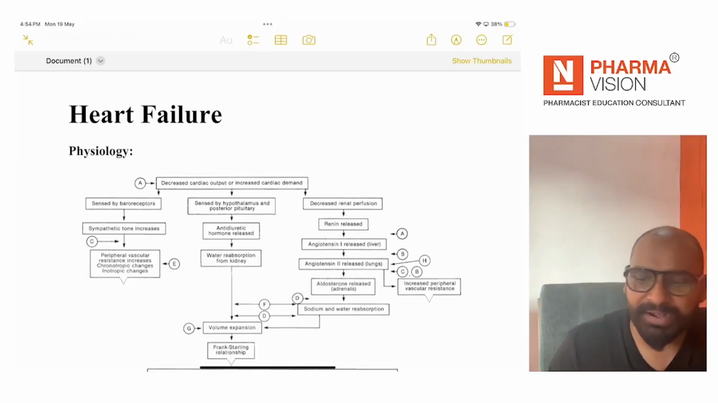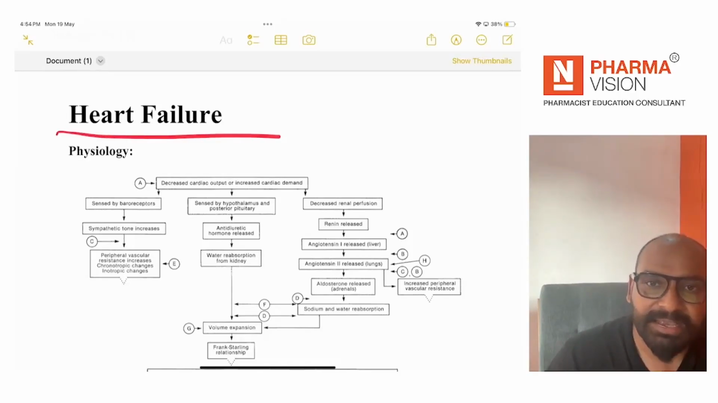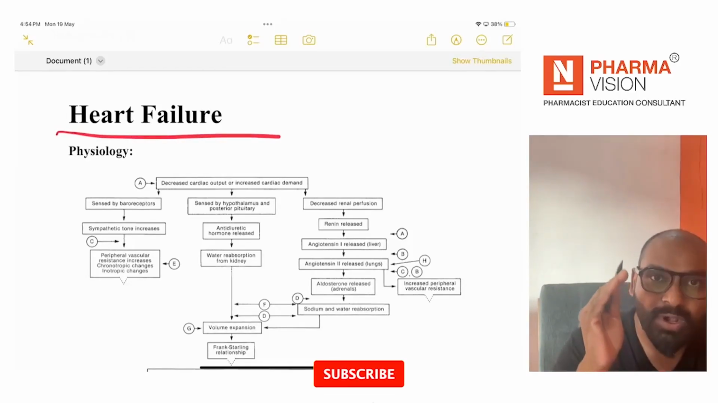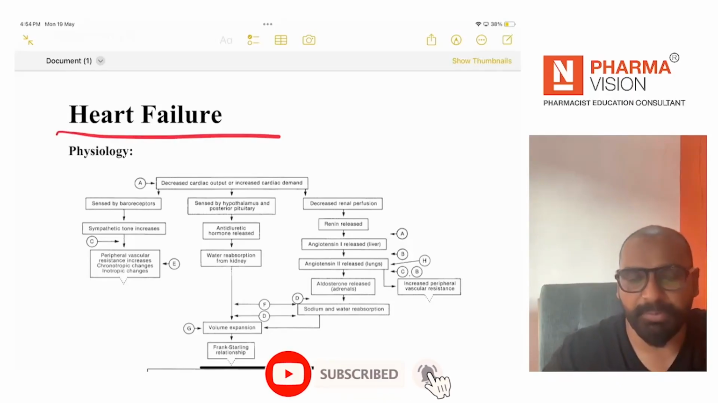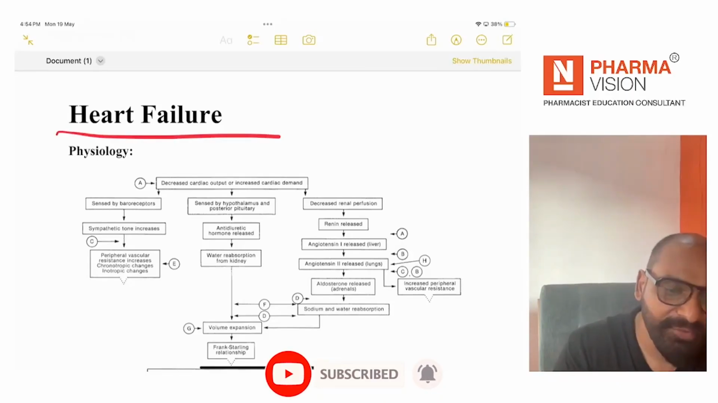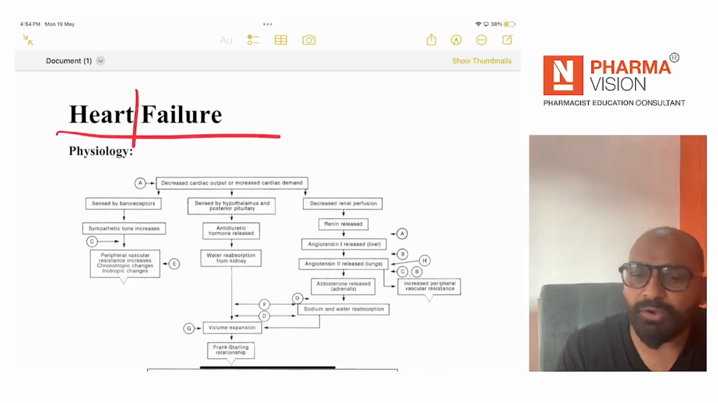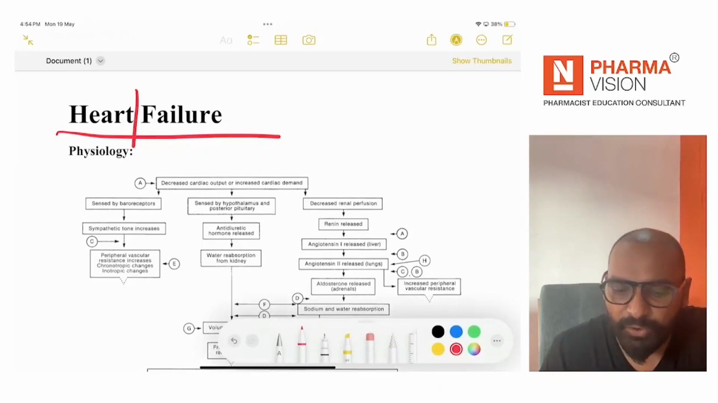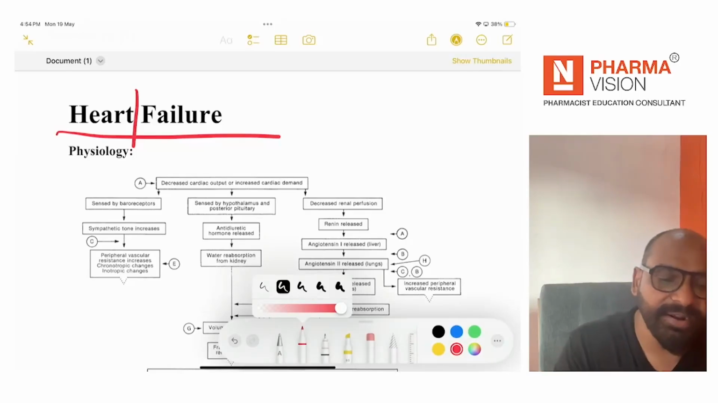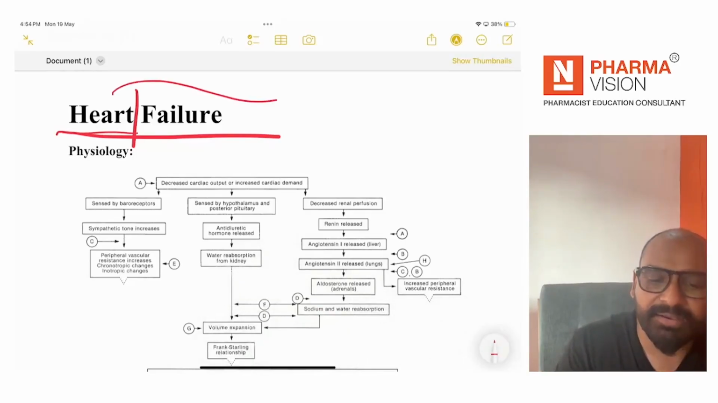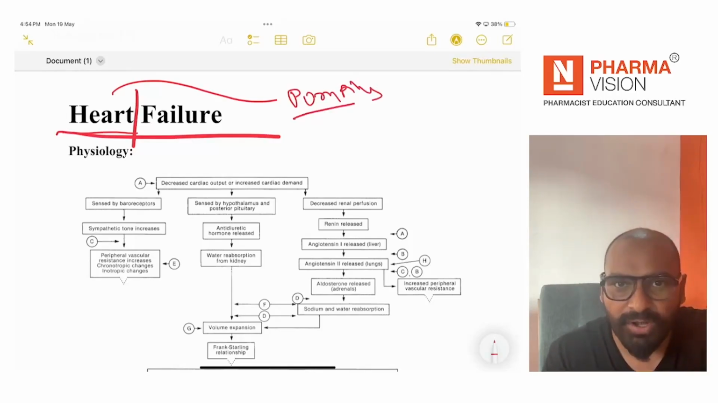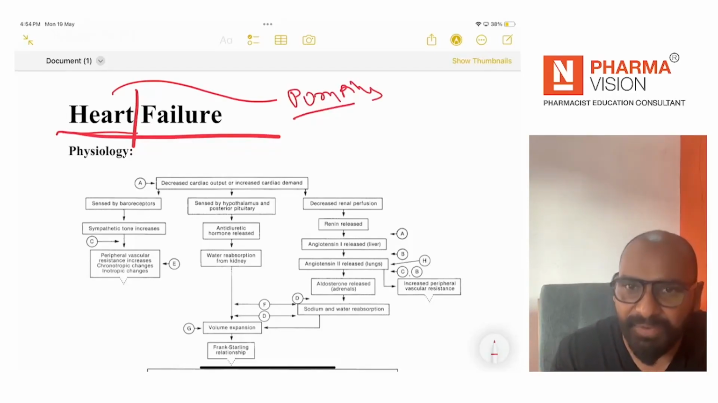Before we start getting a better understanding of heart failure, we should get the foundation of the physiological understanding of heart function, and based upon that we will dissect certain terminologies. First of all, we have to understand heart failure. Failure means the normal function is not carried out. So what is the normal function of the heart? It is pumping. So if pumping is not happening properly, that means heart failure.